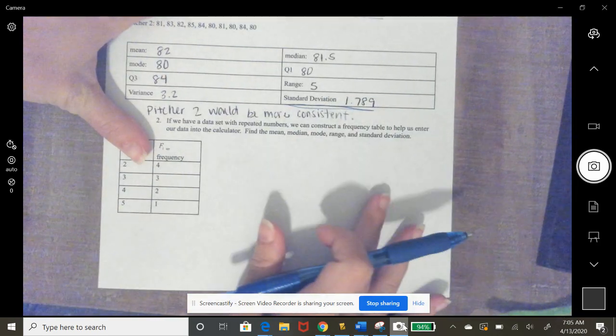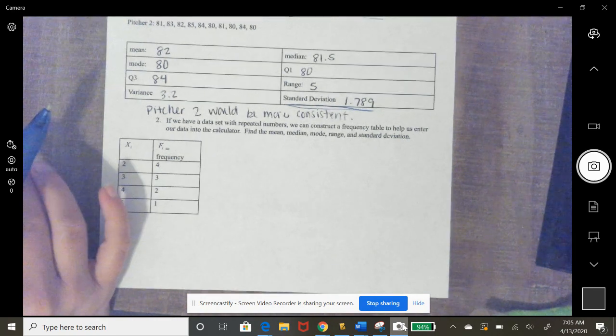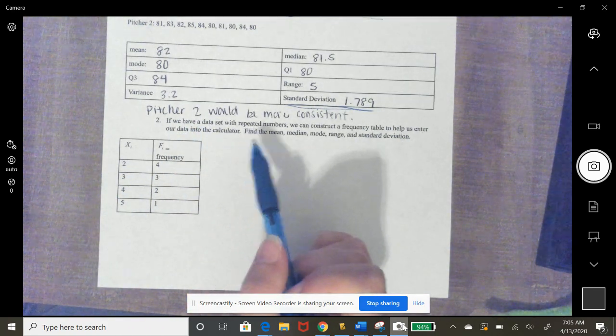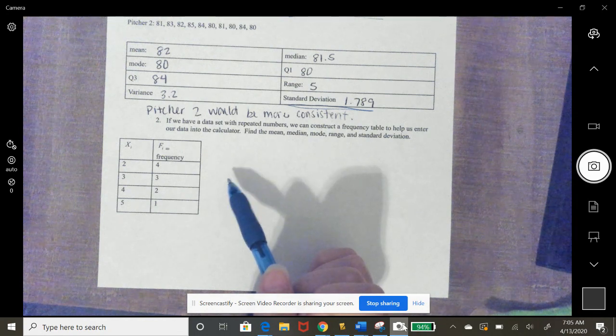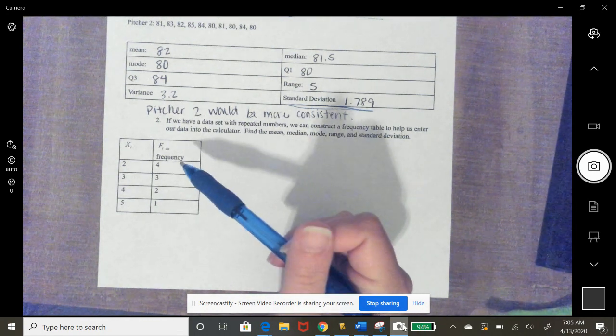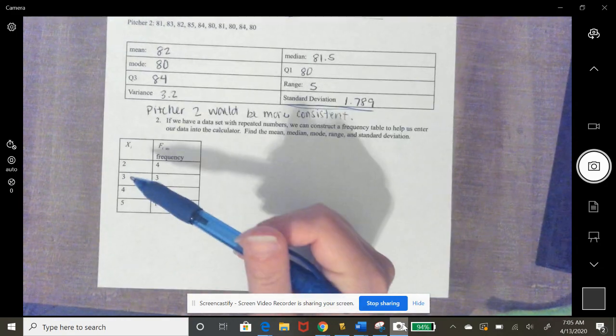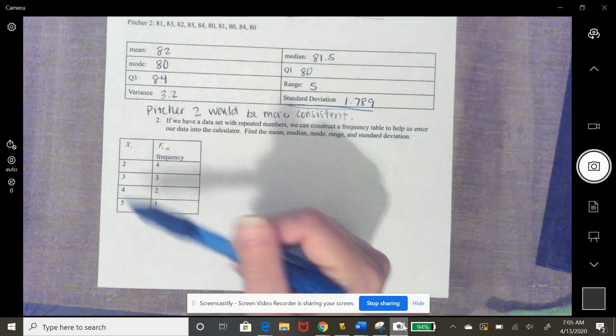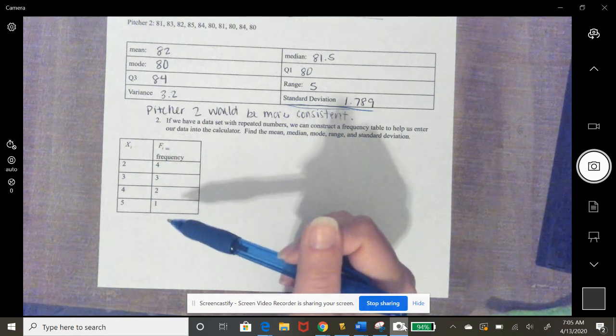Okay? And then our second thing I just wanted us to look at is what to do if we had a frequency table, because we'll be doing some dot plots and things like that, and what that represents. So if we have data with repeated numbers, we can construct a frequency table to help enter our data in the calculator. In your TI-84s, you actually can enter a frequency table, but on this, we're not going to be able to. So we just need to know what this frequency table tells us.